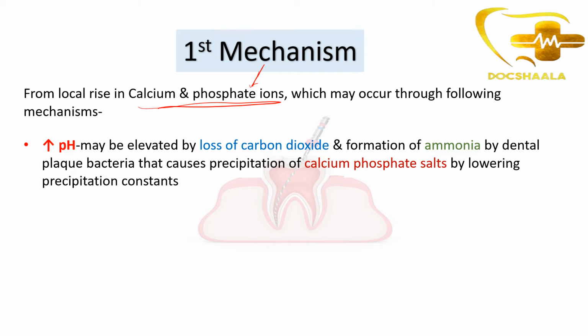So it may rise due to increase in pH. So it might be elevated due to increase in pH. So pH is elevated when there is loss of carbon dioxide and formation of ammonia by dental plaque bacteria that causes precipitation of calcium phosphate salts by lowering precipitation constants. Either the pH is increased by loss of carbon dioxide or by formation of ammonia by the dental plaque bacteria, that will cause precipitation of calcium phosphate salts. Okay, indirectly causing the plaque formation.